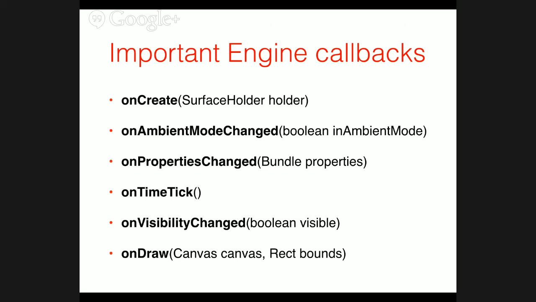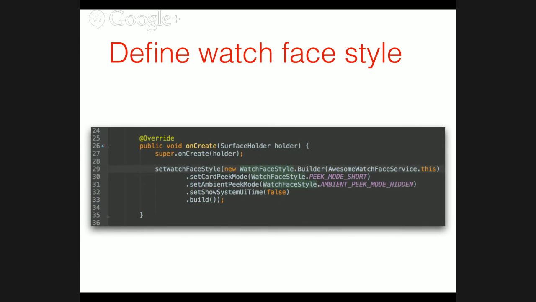Next thing, on visibility change. This is simple, it tells whether the watch face is visible or not. And the most important here is on draw. Basically, you'll draw your watch face here. Let's go through all of these callbacks.